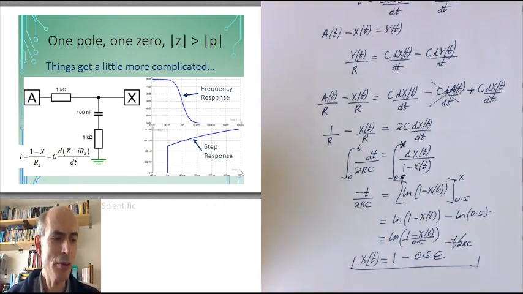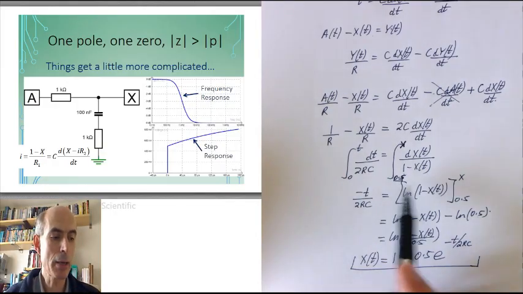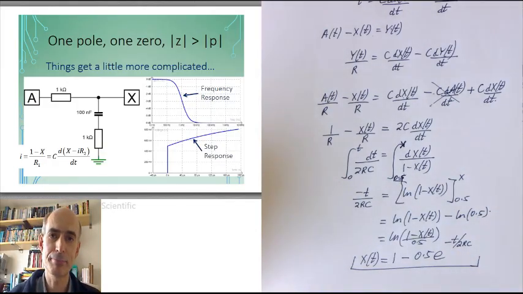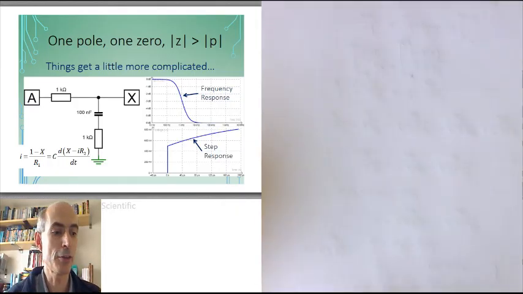But that's rather a long-winded, complicated way of getting to the result, especially since we have to stop and think quite carefully about our limits of integration. It's considerably easier to get this result if we use the initial and final value theorems instead. And that would work like this.